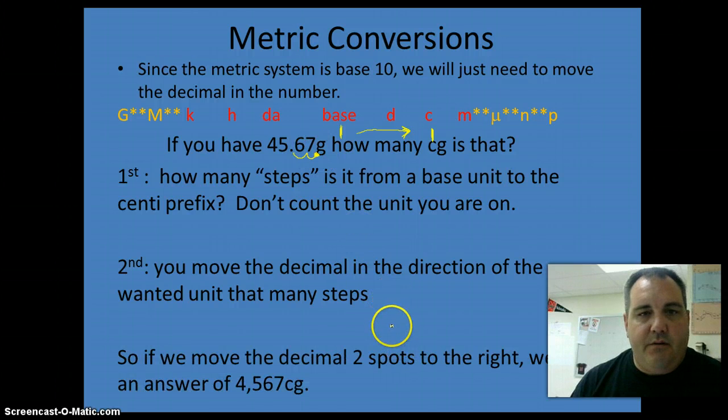So if we do that, we end up getting 4,567. So basically, look at where you're starting and where you're going, and how many steps it is, how many times you're going to move the decimal. And if you write them out like this, then you just don't have to think about it. You just follow whichever way you got to go.